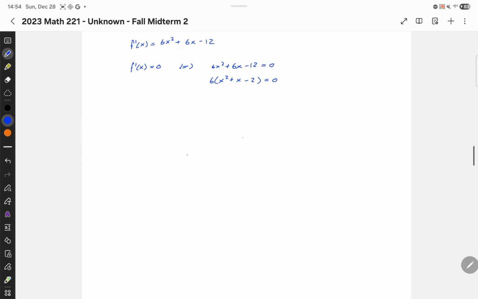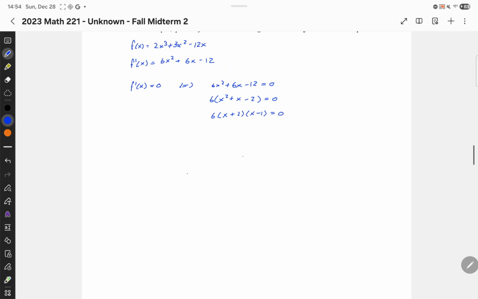And now here we can factor this quadratic, and that's just going to be x. We need two numbers that multiply to -2 and add to 1. So that's just going to be plus 2 and minus 1. So x plus 2 times x minus 1 equal to 0. So what this tells us is that we have extrema, or critical points. Sorry, I should say, we don't know that they're extrema yet.